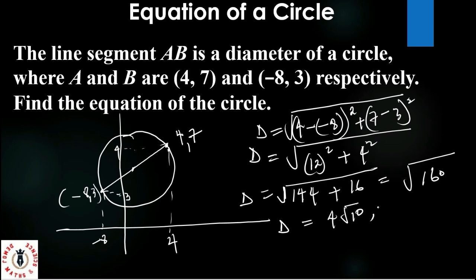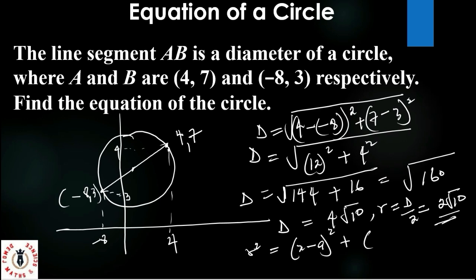Now, if d is equal to 4 root 10, we know that r is the same thing as d over 2, which is equal to 2 root 10. So that r is equal to 2 root 10. Now, we've gotten r, and remember our formula tells us that r squared will be equals to x minus a all squared plus y, sorry, minus b all squared. Now we've gotten r squared.